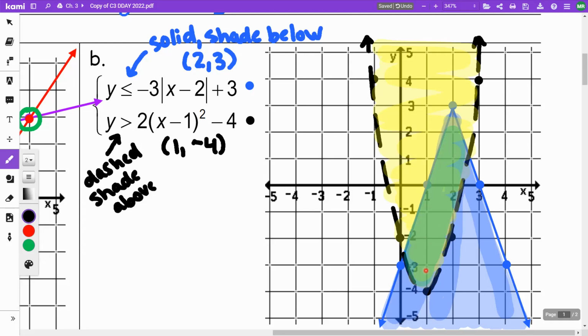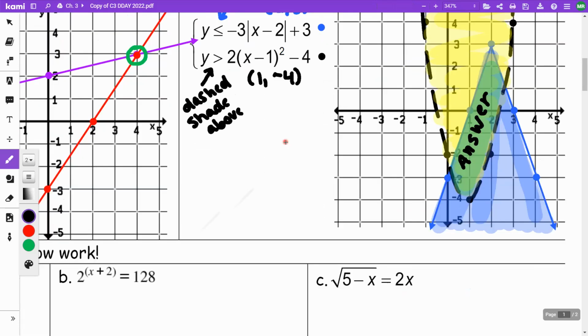And you can just shade just that region if you understand that's where it's going to be. But sometimes it's helpful to shade one in one color, one in another color, and see where they have the same color. So any point in this region is my solution. Any point on the dash is not, because that's not included. Any part on this solid part that's bounding that shading is.